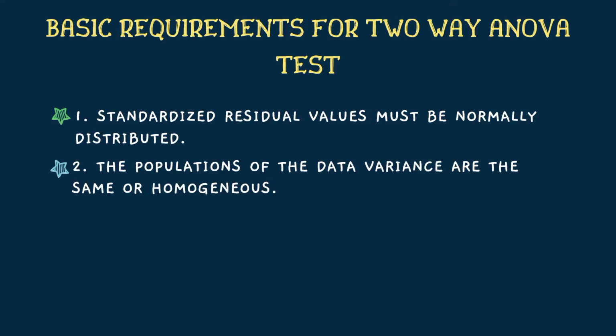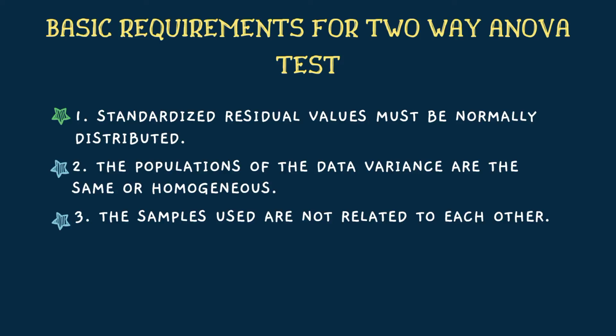The second, the populations of the data variance are the same or homogeneous. The way to detect it is by doing a homogeneity test. Note, the homogeneity test can be done at the same time when we do the two-way ANOVA test. The third, the samples used are not related to each other. This means that each population is independent of each other within the group.